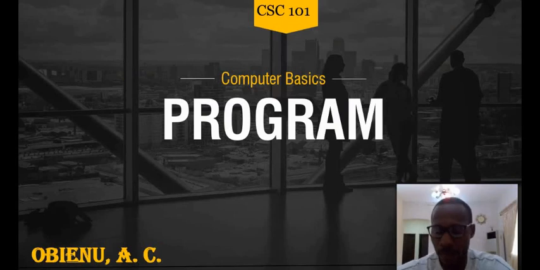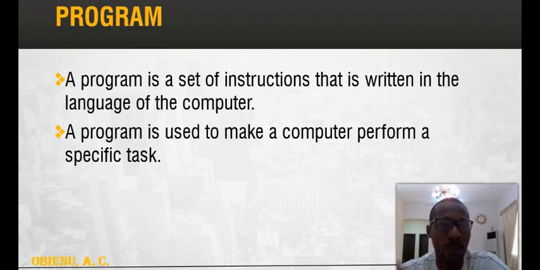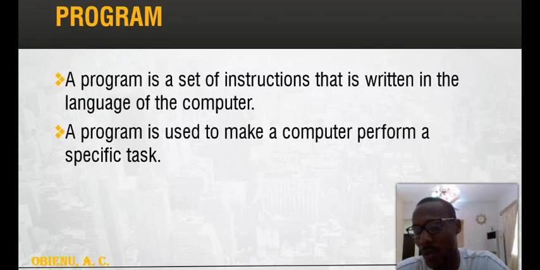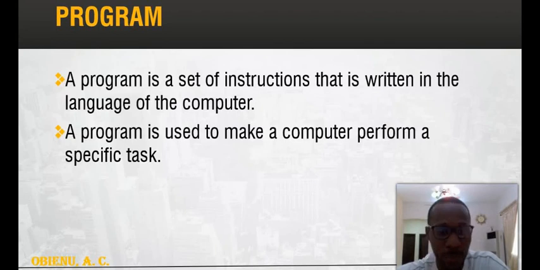Now, what is a program? It's a question that every one of us should be able to answer when you hear the word program. You say a program is a set of instructions. There are rules that are written in a language of a computer. Just like in our everyday life, we have our various languages, like we have Hausa, we have Benin, we have Ijaw, we have Yoruba, we have Igbo. Likewise, that's the same way computers have various languages like Java, Pascal, Basic, and so on and so forth. So a program is a set of instructions that are written in a computer language.